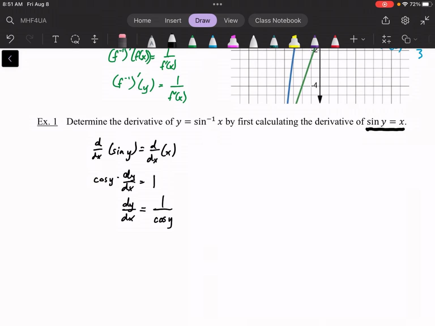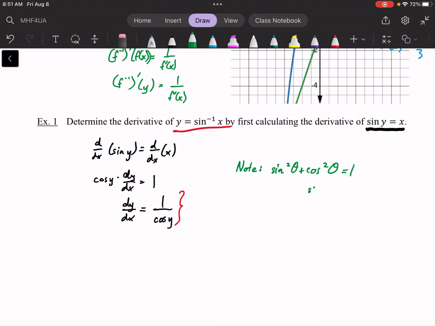Now what you'll see is on the right hand side, this expression is actually in terms of y. It's not in terms of x, like this thing is. So we're going to have to rearrange this and change it. So in order to do this, something I want you to remember is that we know sine squared theta plus cosine squared theta is equal to 1. This helps us relate sine to cosine.